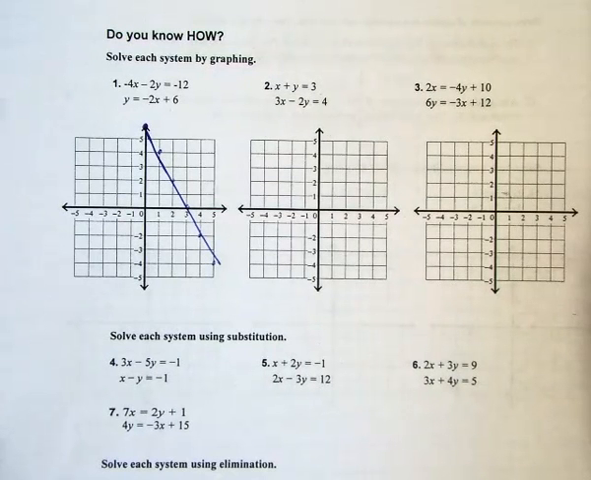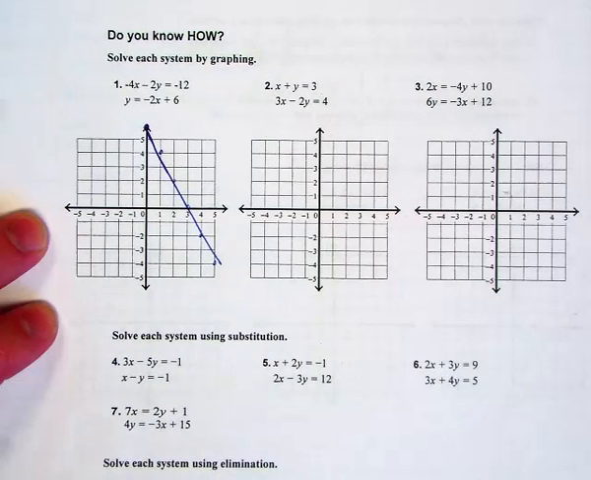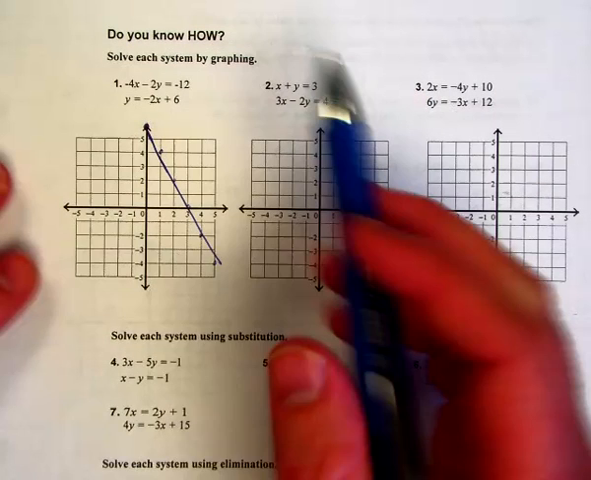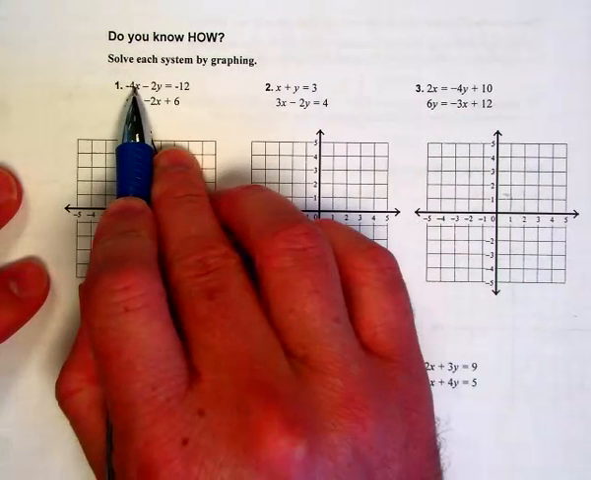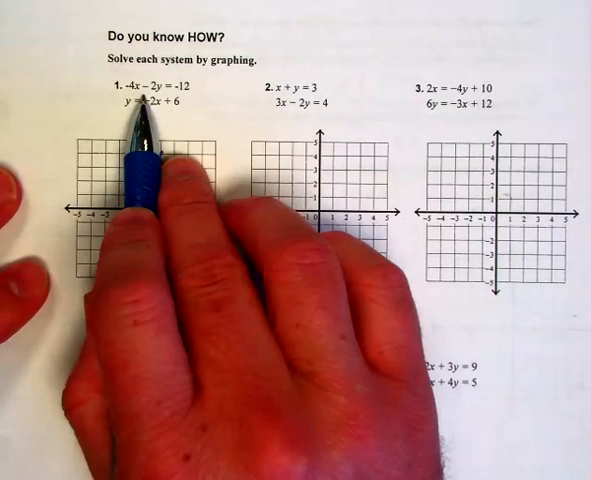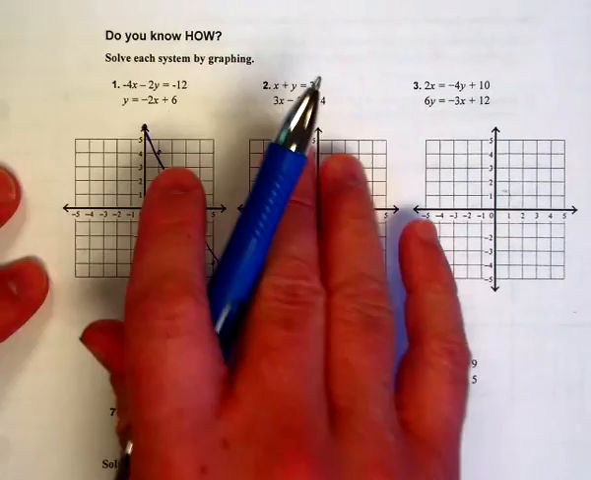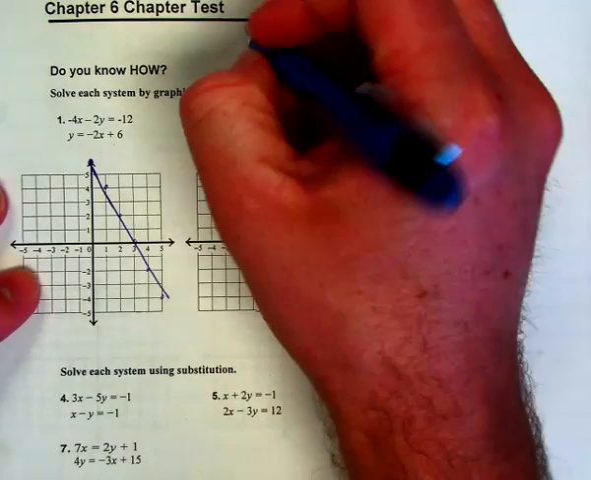The first equation, unfortunately, is not set up yet. We're going to need to rearrange this a little bit. I'm going to move the 4x over, and then everything is going to get divided by negative 2. So I'm going to write that up here where we have a little space.